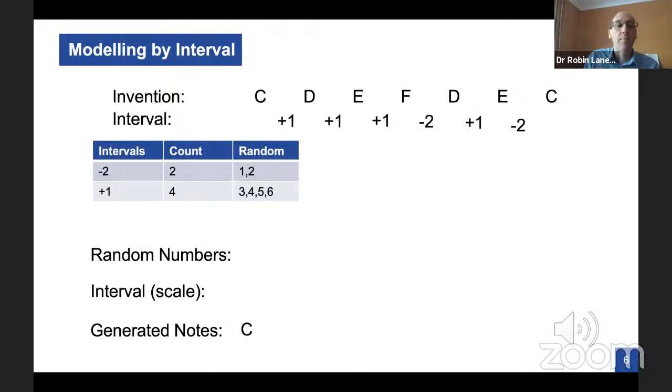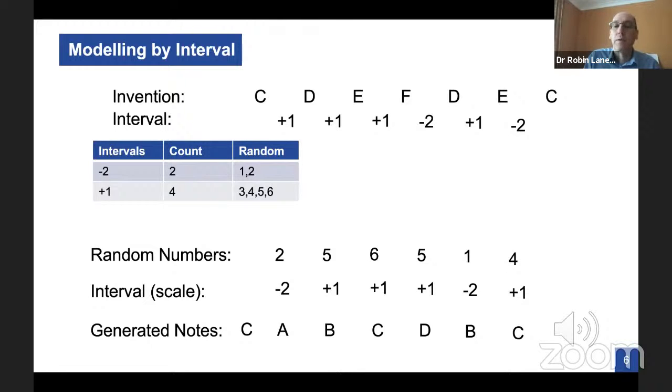Okay, so I generated some random numbers. I had a 2 from my table, that maps to -2. -2 takes us from C down to A. Generated another random number, 5, that maps to +1. From A, that takes us to B. Another random number, 6, that takes us +1, which takes us to C. Another random number, 5, that takes us +1, which takes us to D. We now have a 1, so that's a fall of -2 from our table. So that takes us down to B. We have a 4, which maps to +1, which takes us to C. Okay, so we've now got 7 notes.